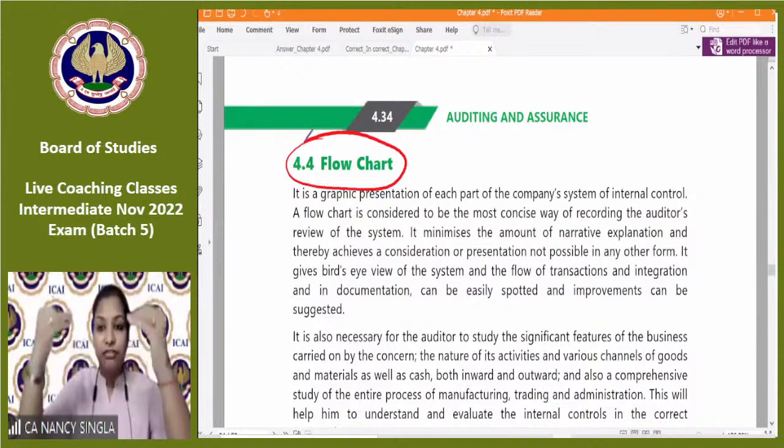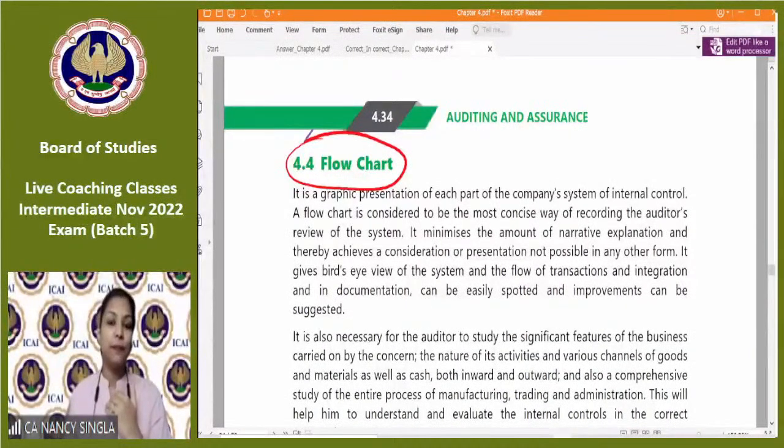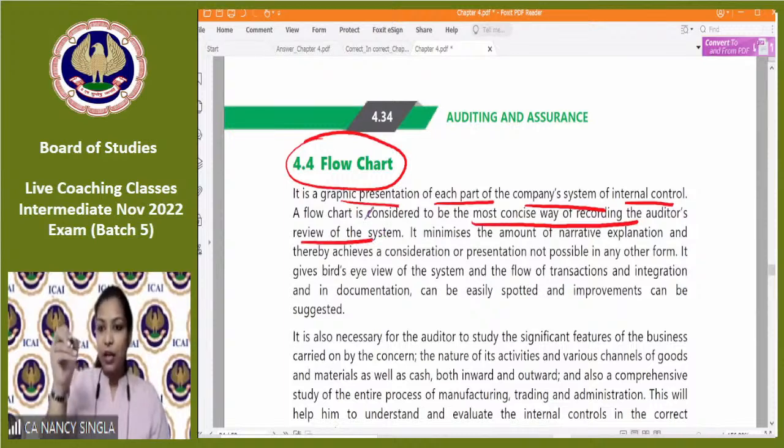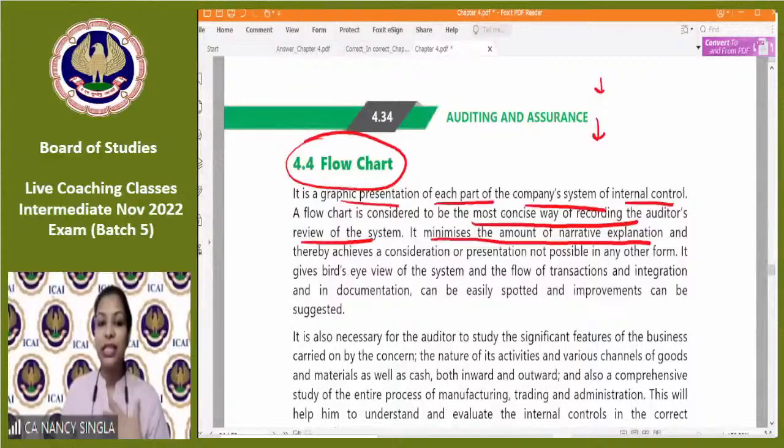Now, what is a flow chart? It gives a flow of the internal control, how the internal control works. It basically gives a bird's eye view that this is the structure of the internal control. So it is a graphic presentation of each part of the company's system of internal control. And it is the most concise way of recording the auditor's review of the system. Instead of writing it out, by using arrows and flow charts, everything is shown. It minimizes the amount of narrative explanation. Obviously, now you are not writing paragraphs. It gives a bird's eye view.